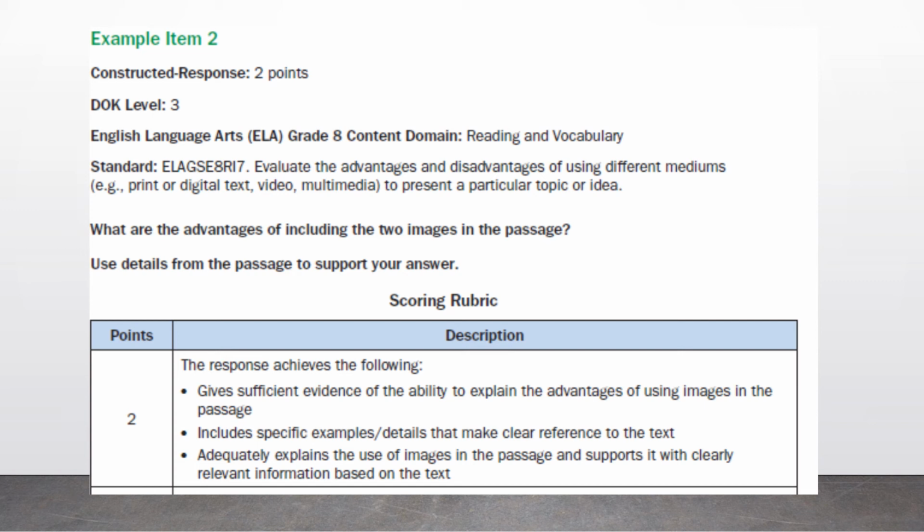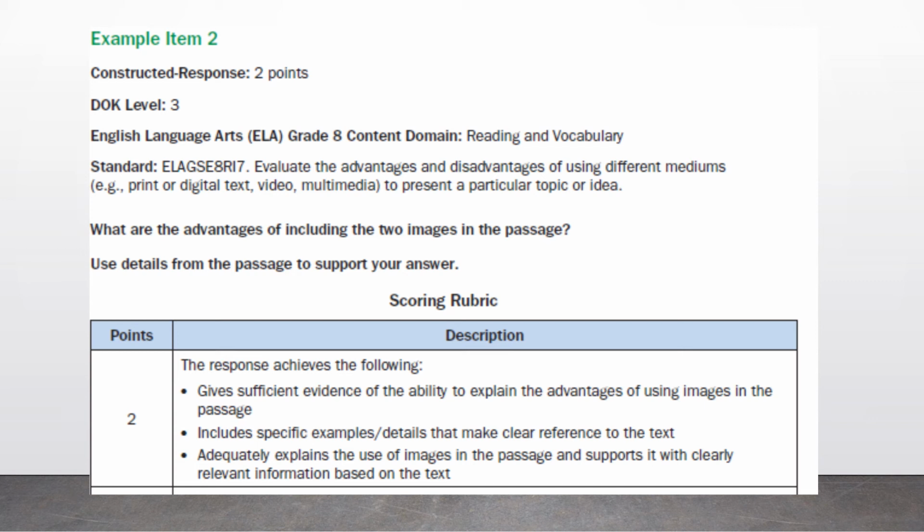And look here at this rubric, because this is the same rubric they will use. These are 2-point questions. You've got to give sufficient evidence. Cite and tell where you got it from. Don't copy and paste. Don't copy and paste and not quote. Don't copy and paste and don't tell me what paragraph. Don't copy and paste and not tell me what passage. Include specific examples. You can't just say, well, in paragraph 2, it stated. You've got to be more specific. You've got to give details that make a clear reference to the text.